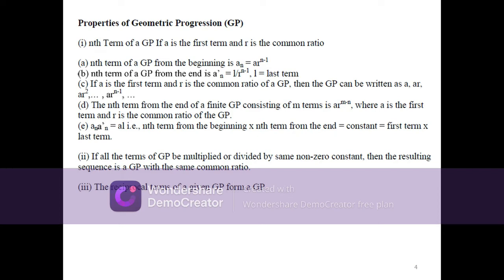If a is the first term and r is the common ratio of a geometric progression, then the geometric progression can be written as a, ar, ar square, etc., ar raised to n minus 1, etc. The nth term from the end of a finite geometric progression consisting of m terms is ar raised to m minus n, where a is the first term and r is the common ratio of the geometric progression.